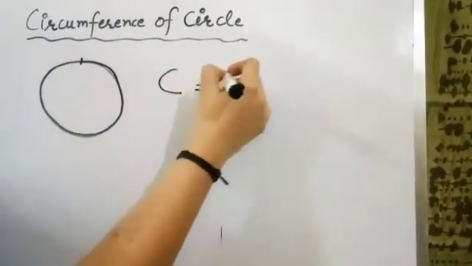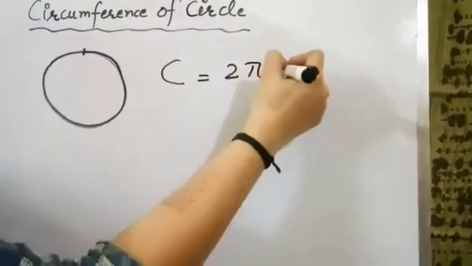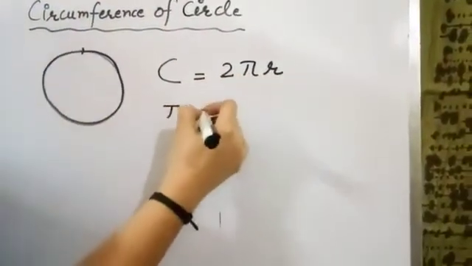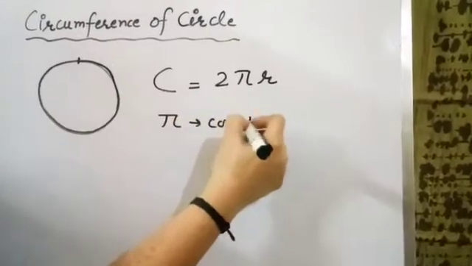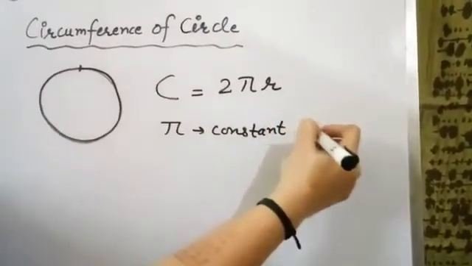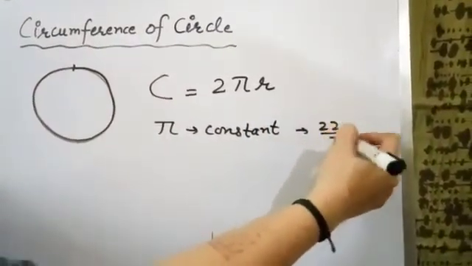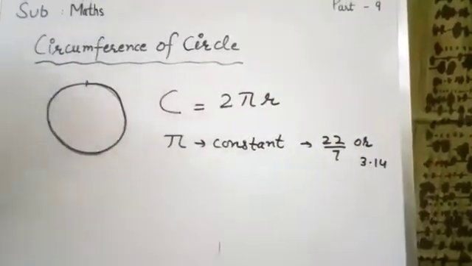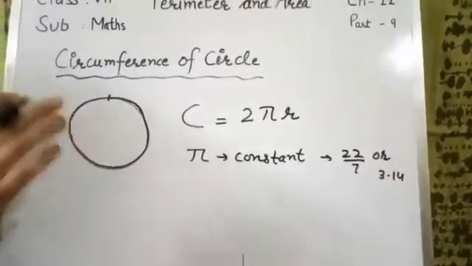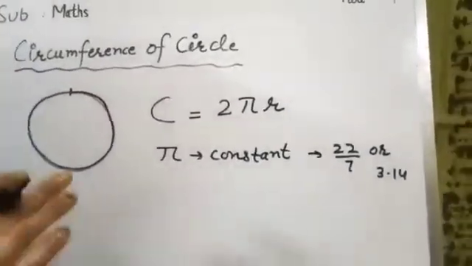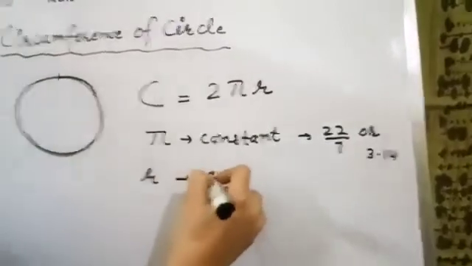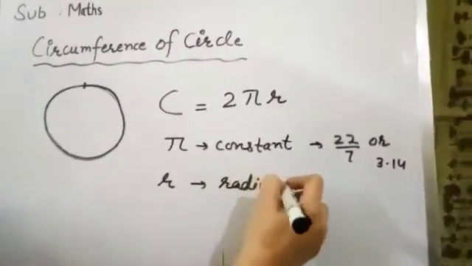The formula for circumference is 2πr, where π is a constant, its value is fixed, 22/7 or 3.142, and up to 2 decimal places it is 3.14. Usually we take 22/7 unless it is mentioned otherwise in the question. And r is the radius of the circle.